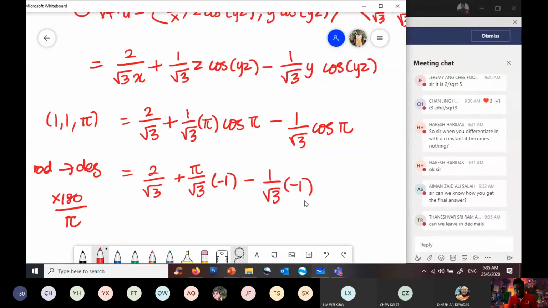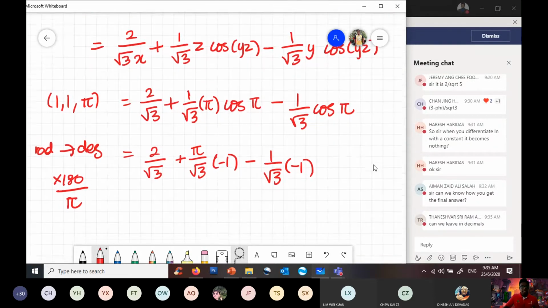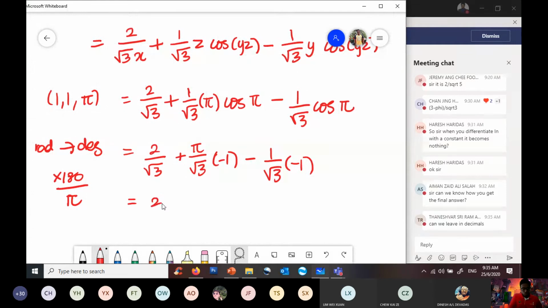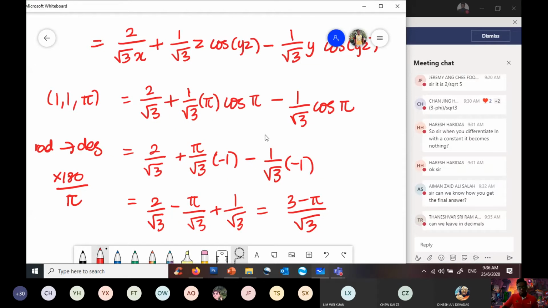Can we leave it in decimal? Yup, completely fine. You can leave it in decimal. So 2 over square root 3 plus, sorry, not plus, it becomes a minus, minus pi over square root 3 plus 1 over square root 3, and therefore you get the final answer, 3 minus pi over square root 3. Decimal answers are completely fine. Pi is also fine. For decimal places, at least take 2 decimal places to make sure it's kind of accurate.